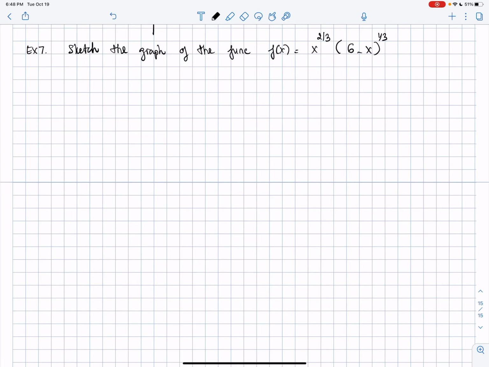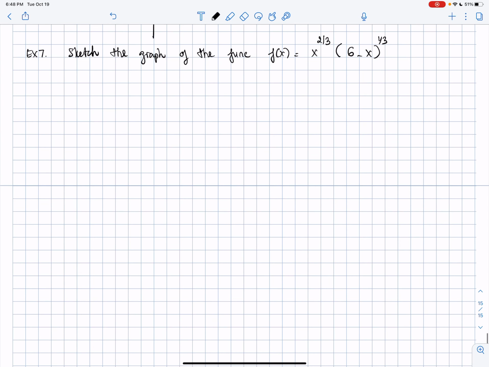Example number 7. We want to sketch the function f of x given in problem 7. To save time, I already calculated the first derivative: f prime of x is (4 minus x) over x to the 1/3 times (6 minus x) to the 2/3. And f double prime is negative 8 over x to the 4/3 times (6 minus x) to the 5/3.